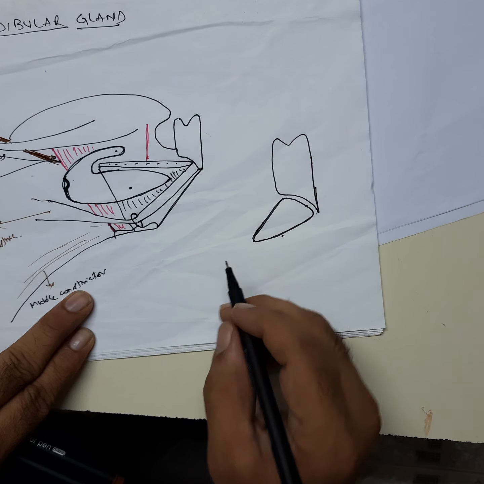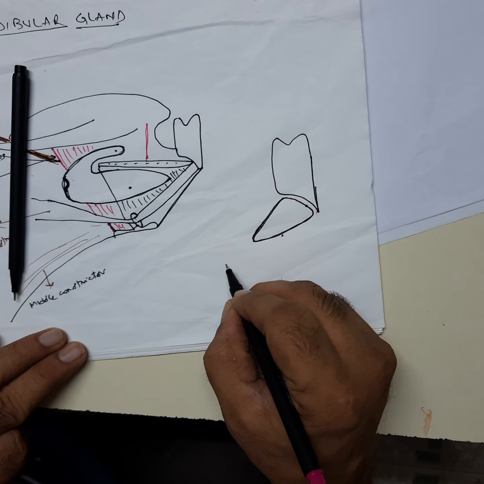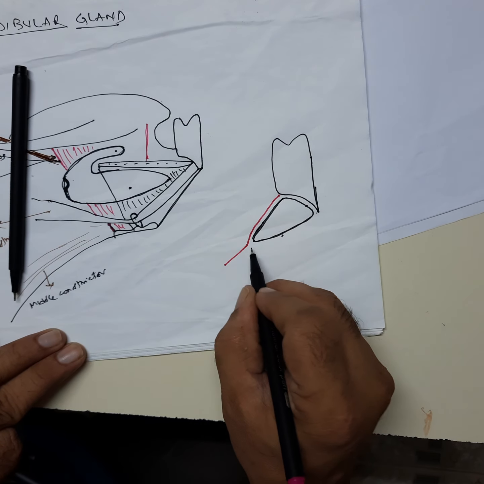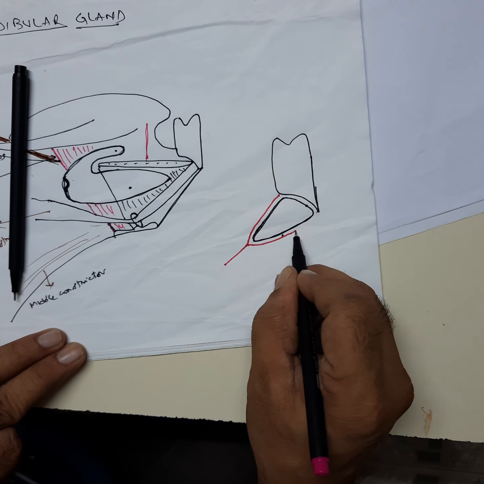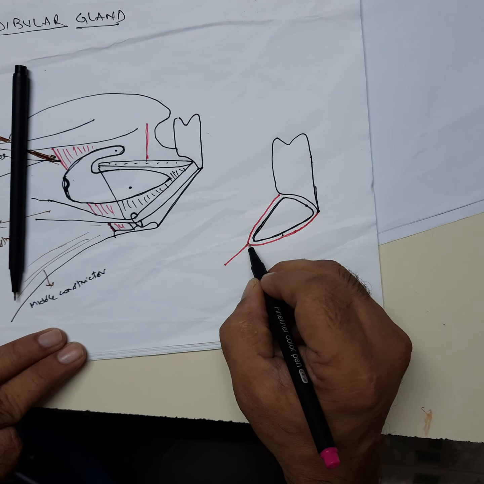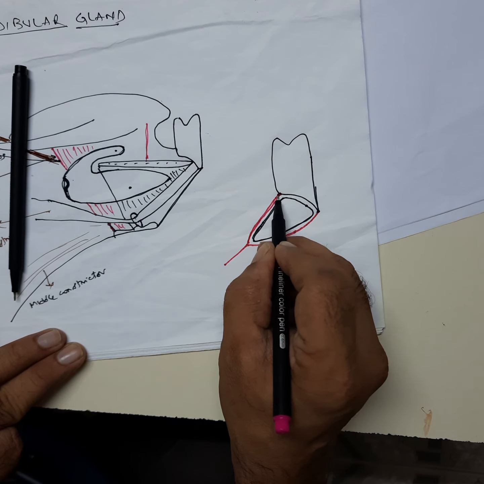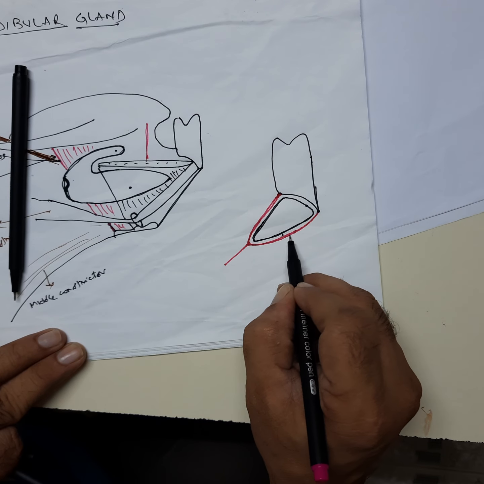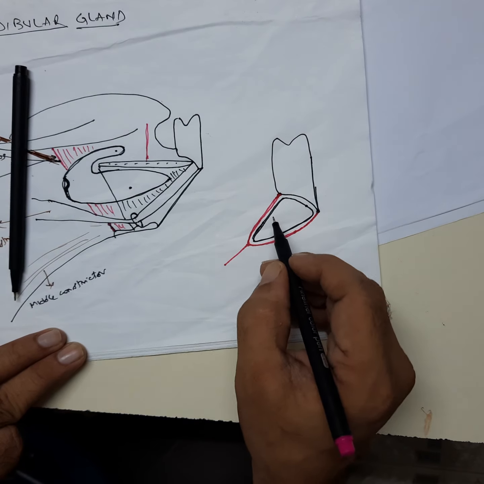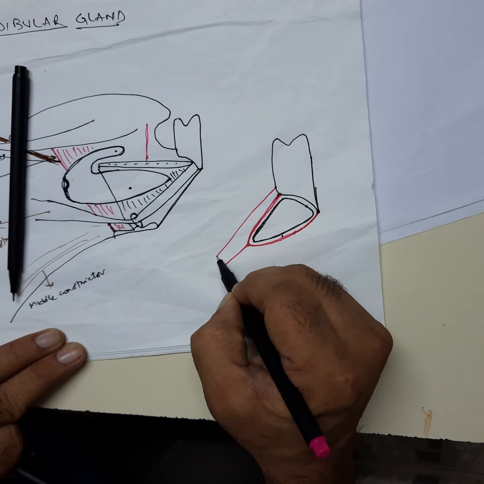This part of the gland is surrounded by the deep cervical fascia like this. The deep cervical fascia reaches the submandibular gland and splits into two layers. The medial layer attaches to the mylohyoid line, here it is the mylohyoid line, and the lateral layer attaches to the ramus of the mandible at the angle. Now, you can see here the mylohyoid muscle is like this.